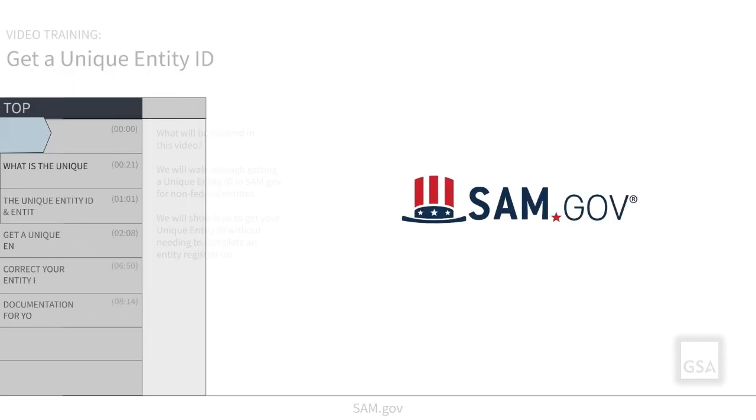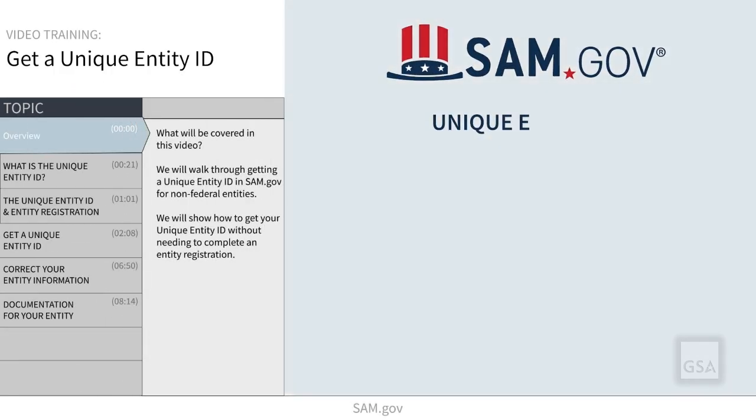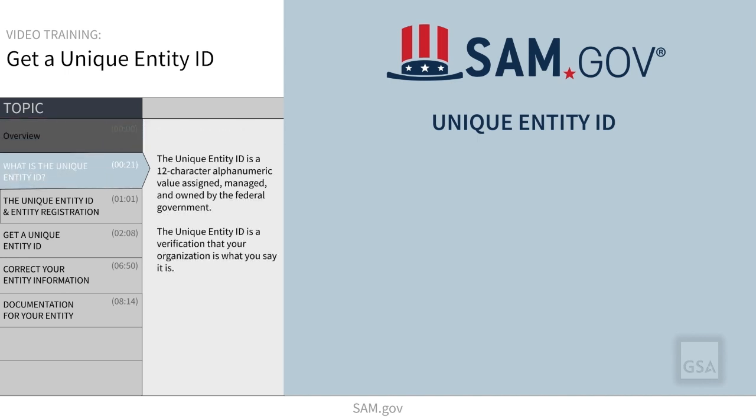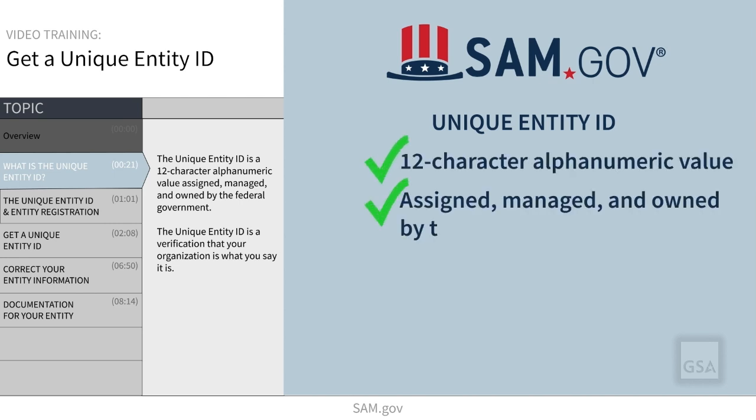Welcome to this walkthrough of getting a unique entity ID in SAM.gov. This video will show you how to get your unique entity identifier without completing an entity registration. The unique entity ID is a 12-character alphanumeric value assigned, managed, and owned by the federal government. SAM.gov is the system that assigns it.